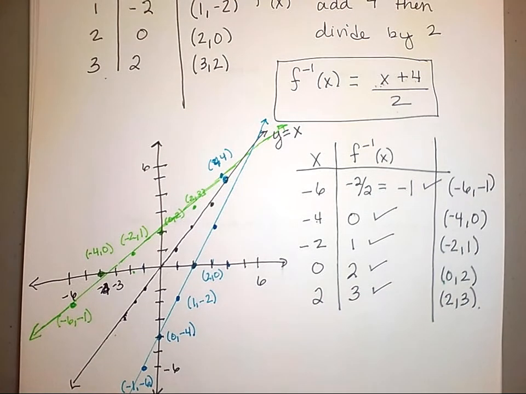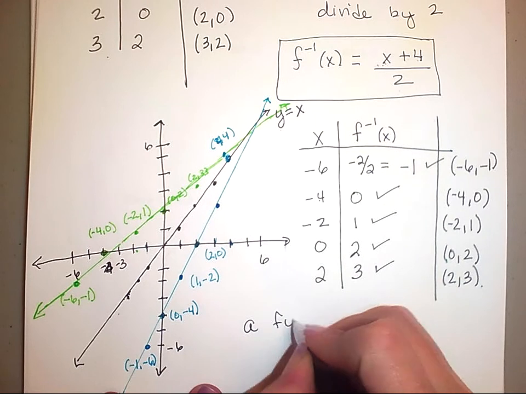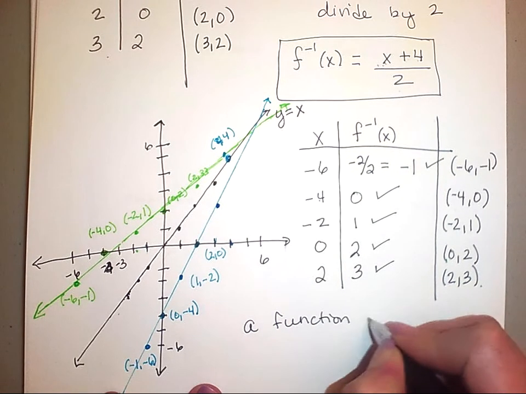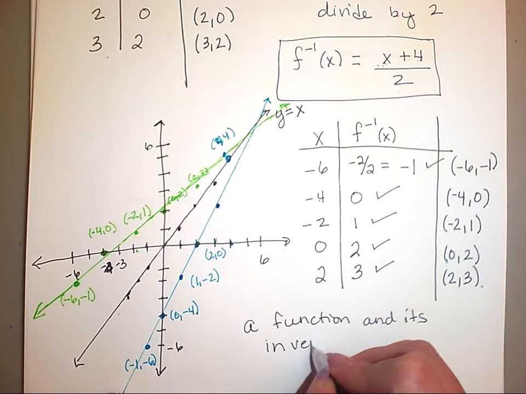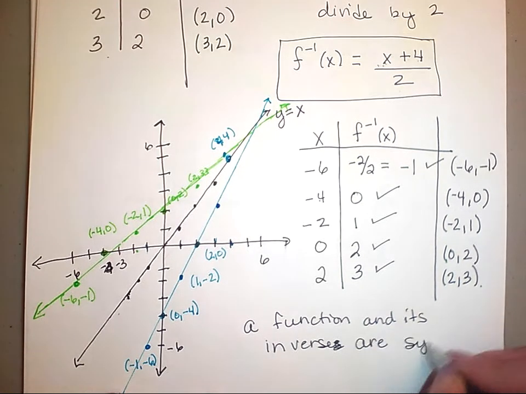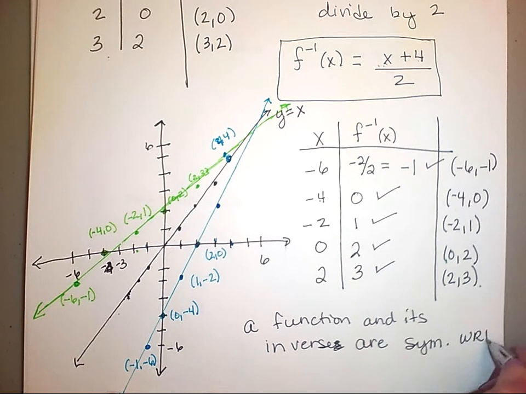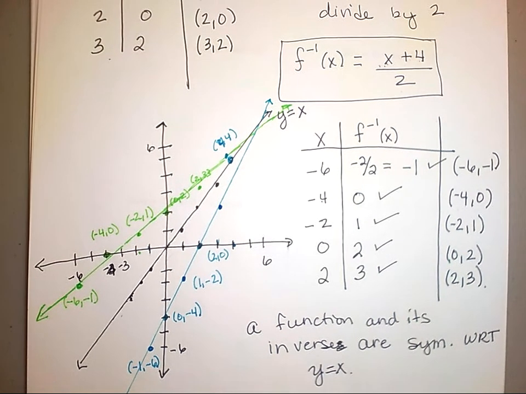Okay, so that is to demonstrate the symmetry. So we should make a note here. A function and its inverse are symmetric with respect to the line y is equal to x. Okay.